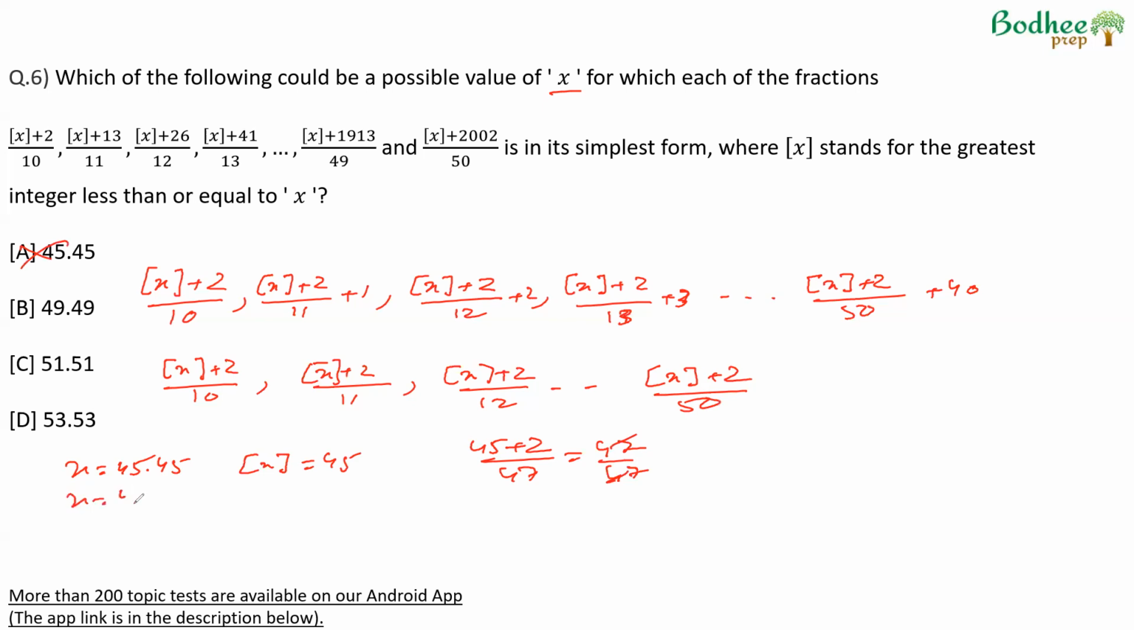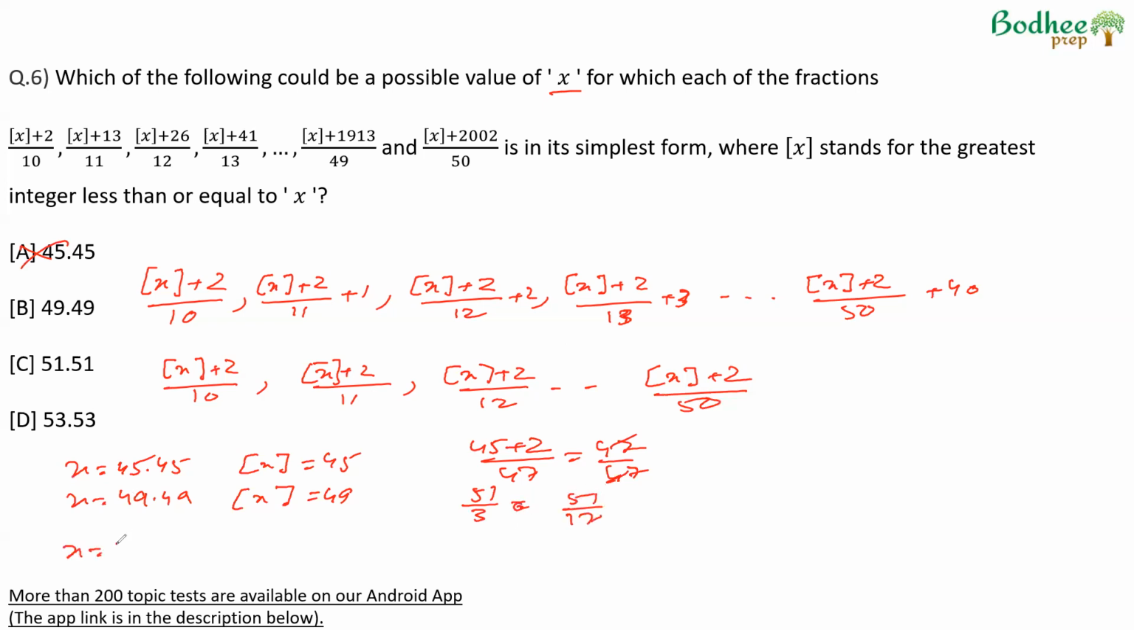If we put x is equal to 49, GIFX will return 49. 49 plus 2 is 51. 51 will have common factors with 3 and 17. 51 upon 3 will not be in the simplest form. 51 upon 17 will not be in the simplest form.